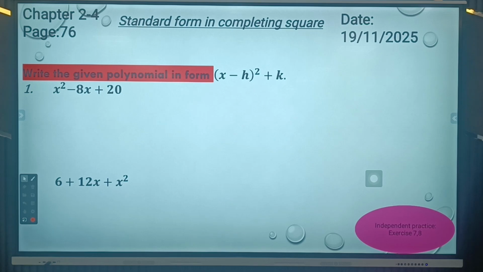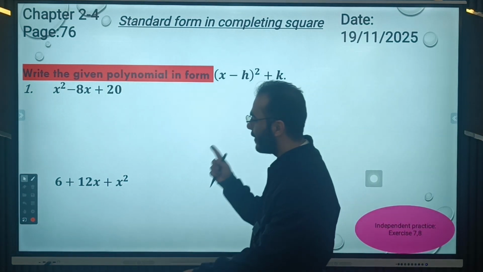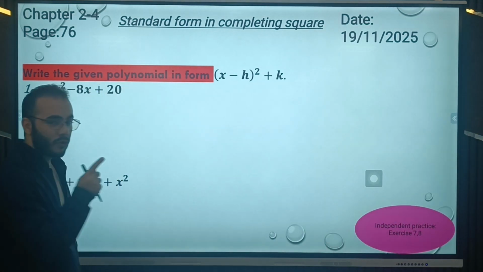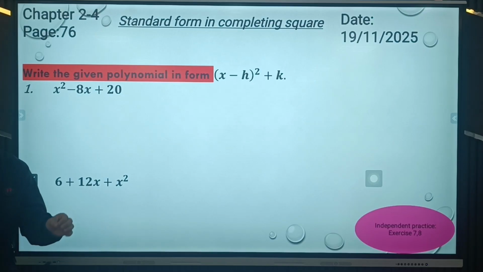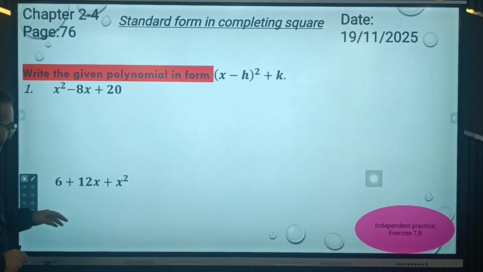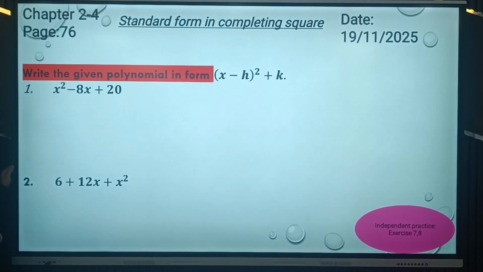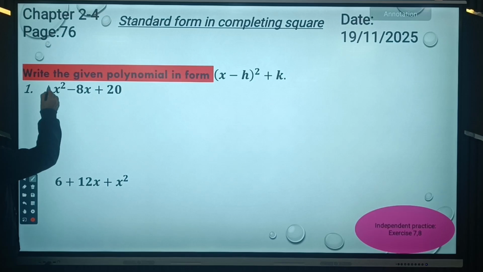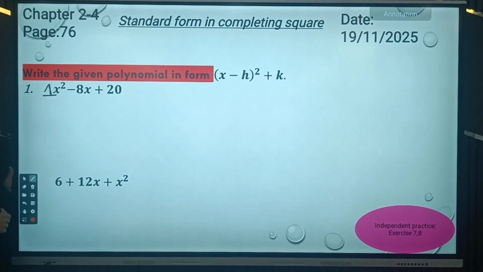Then compare your solution with mine. Perfect. So the first one and the second one. In the first one, the coefficient of x squared, is it 1 or something else? Tell me. It's 1. Since it's 1, we are allowed to go to the second step, Noor. So what does the second step say?